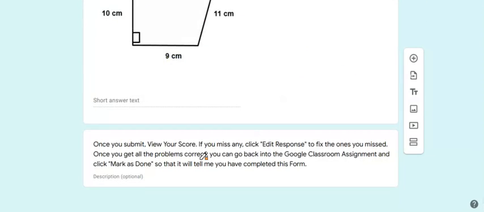Once you submit, view your score. If you miss any, click edit your response to fix the ones that you missed.